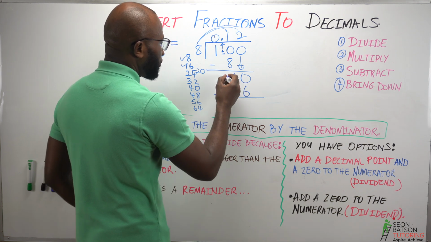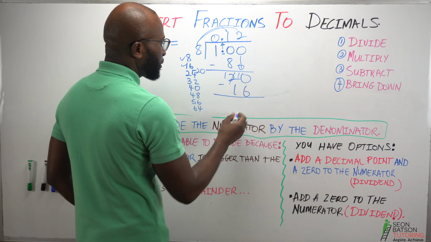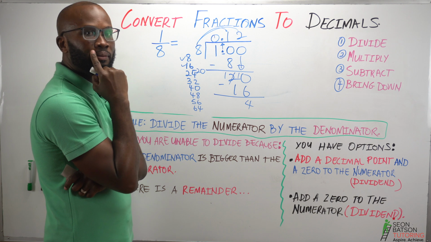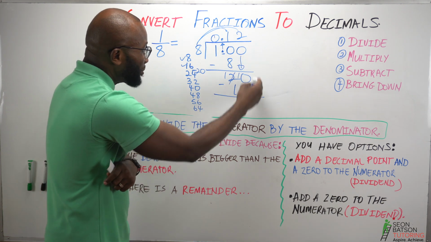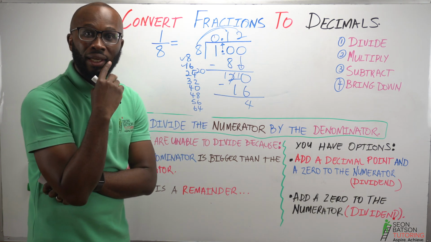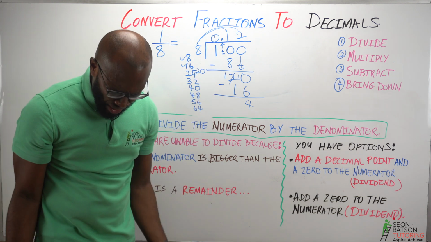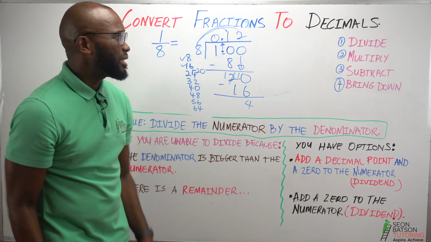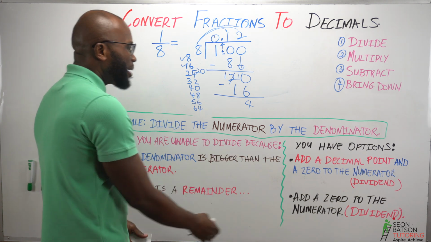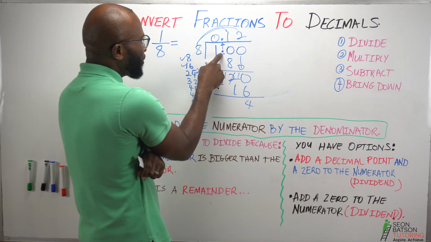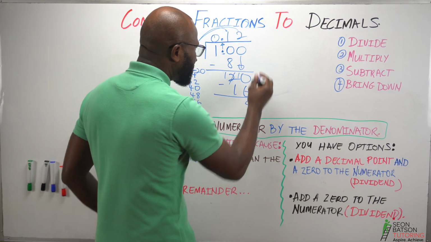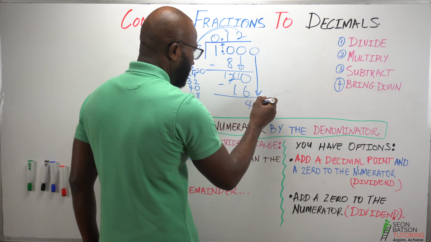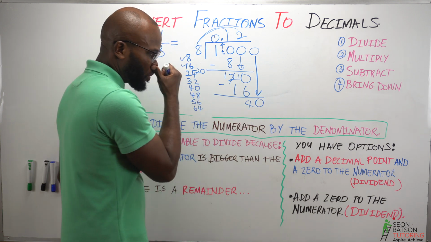We're going to regroup here. And we get 4. But again, we have no more numbers to bring down, so this 4 is a remainder. We do not want a remainder. Our remainder has to be 0. Yes? So what do we do? We have options. Since there's already a decimal point, we're going to add a 0 to the numerator and continue dividing. After adding that 0, we now have a 40.